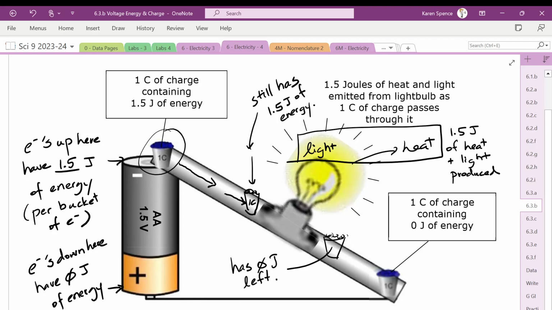Is it possible to be flowing faster over there than flowing slower over here? Would it be possible? No, it can't. Okay, that's why the current is always the same in a circuit everywhere you go. Thank you guys very much.